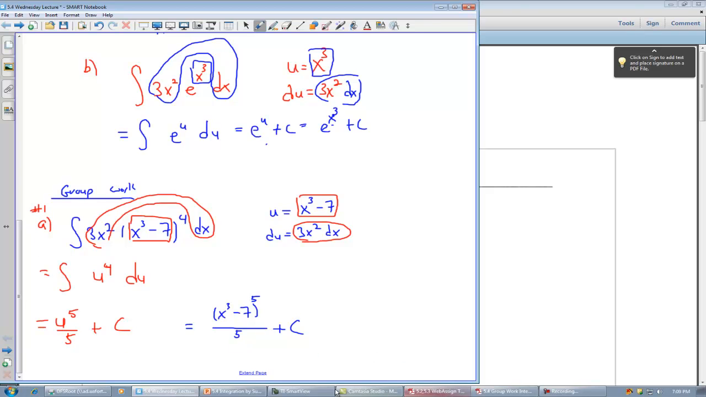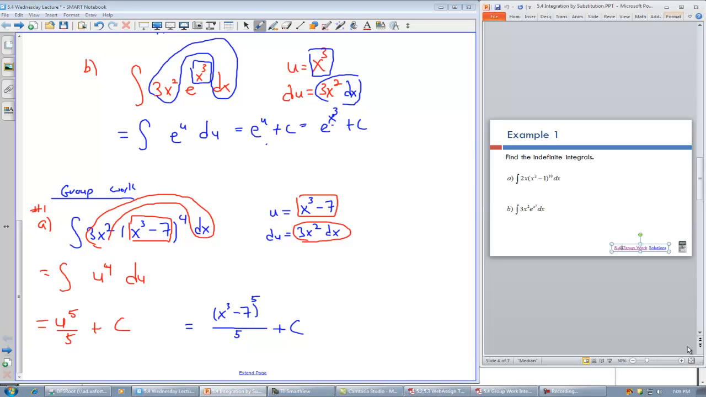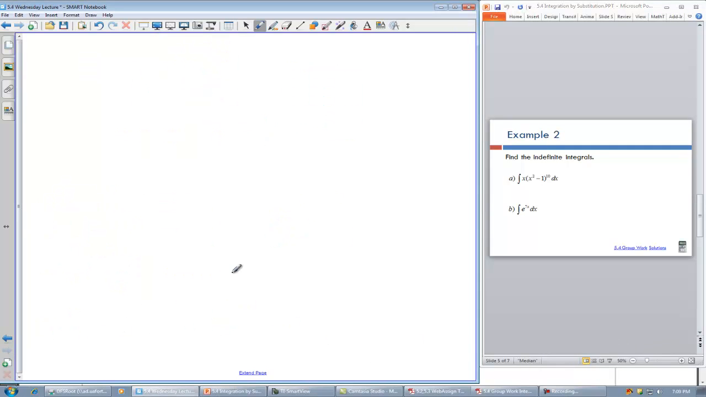Okay, and so the next thing we want to talk about, next example, let's look at the next set. They're a little bit different. So on here, for example 2, let's see how they're different. Part A, I have the integral of x times x squared minus 1 to the 10th dx.